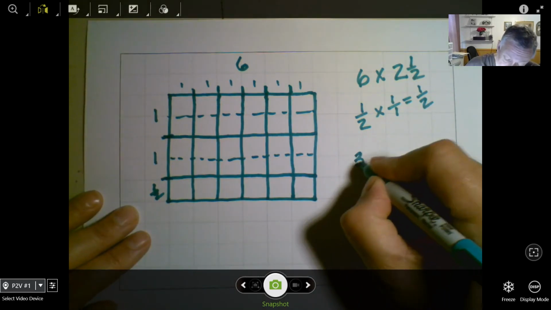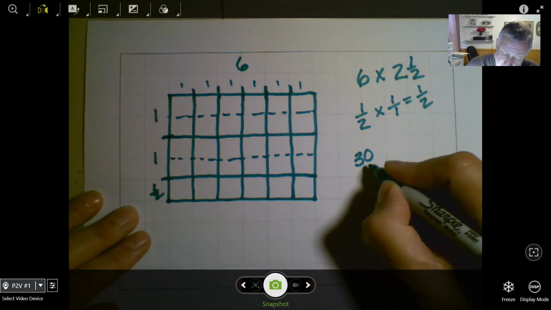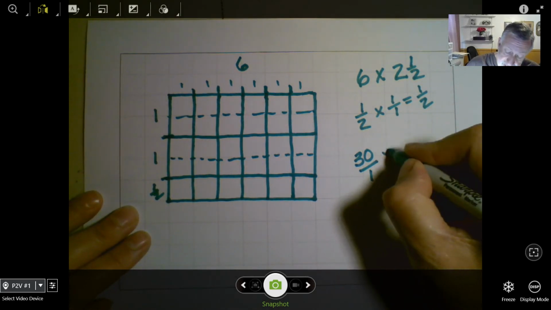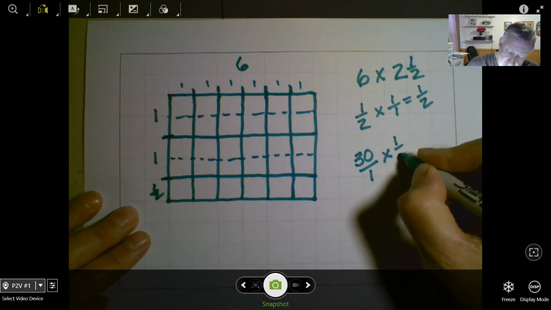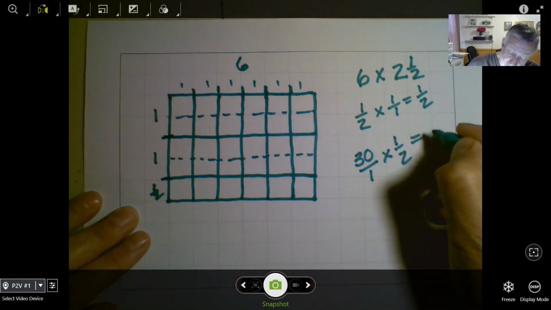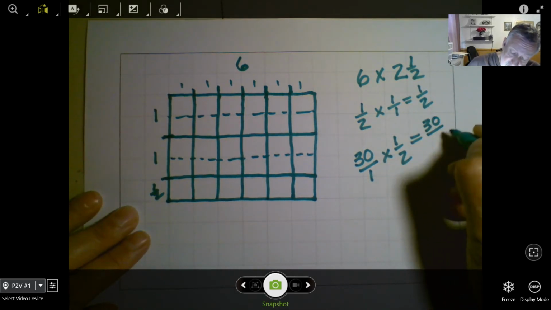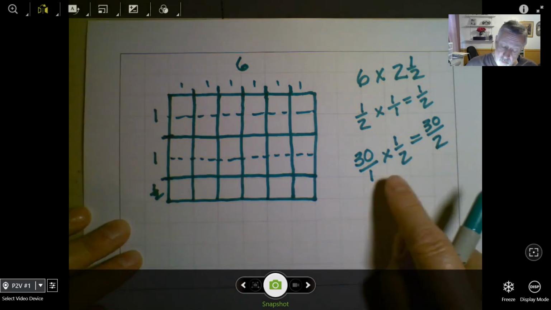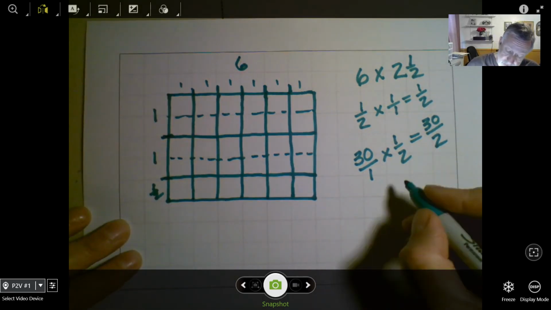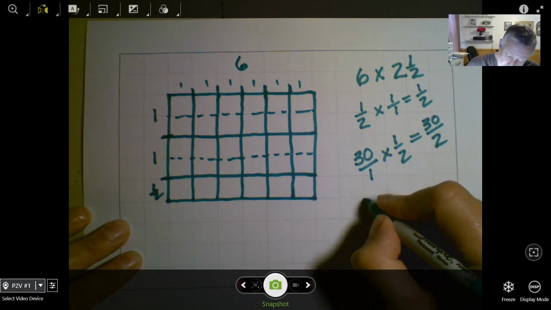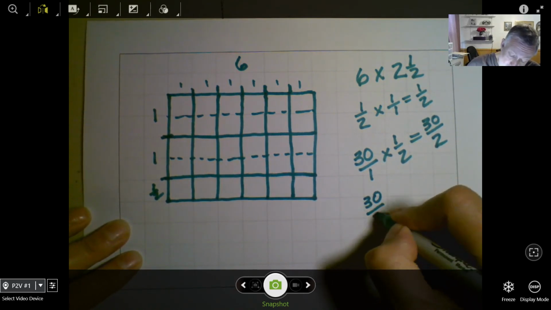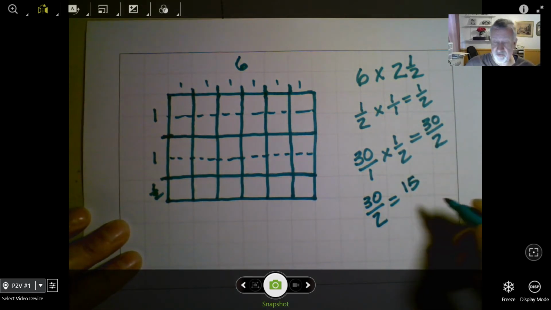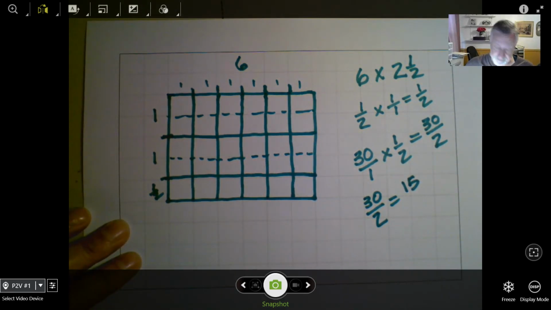Okay, so we have 30 squares, and again, as a whole number, that's 30 over 1, and each square equals an area of 1/2, giving us an area of 30 over 2. Or another way to look at that, 30 divided by 2 is equal to 15. 15 over 1, 15 wholes.